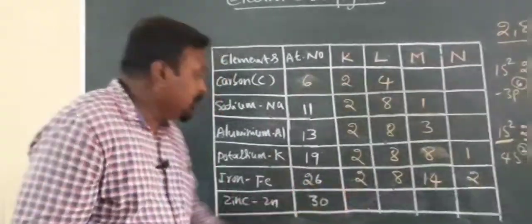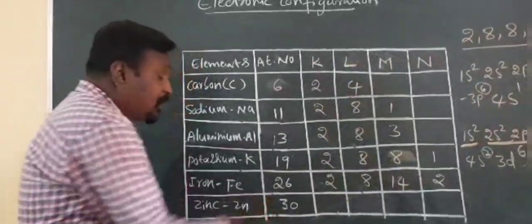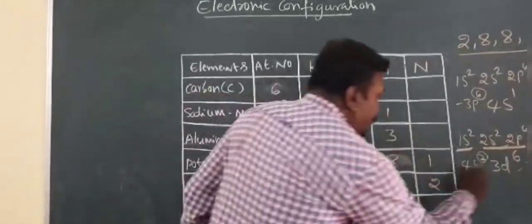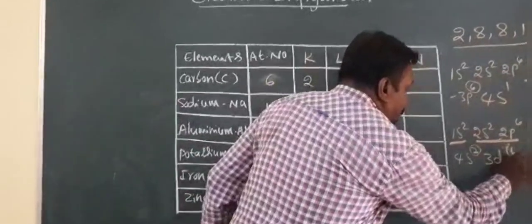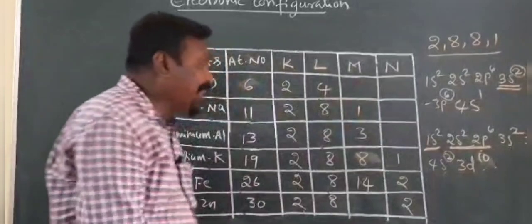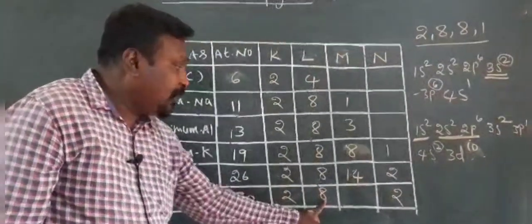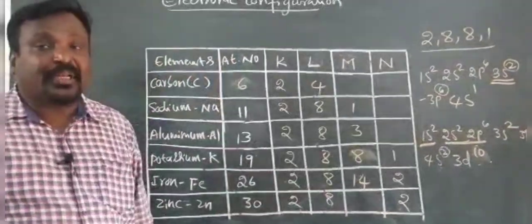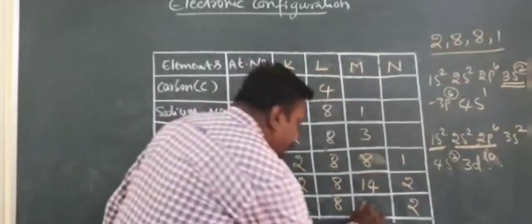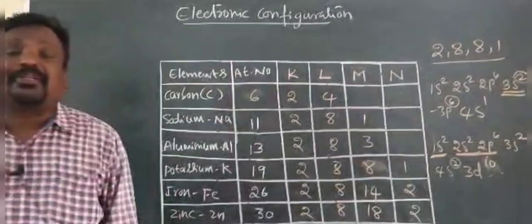Now, let us go to the next one, zinc. The atomic number of zinc is 30. Now, once again it is 2, 8. See here what happens. This becomes 10 here now. 4s2. After that, 3d10. So, now it will be 10 plus 2, 12. Now, the remaining number of electrons will be 18. The M shell will have the maximum number of electrons.